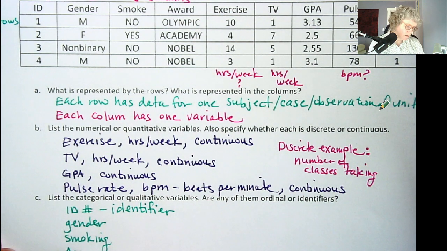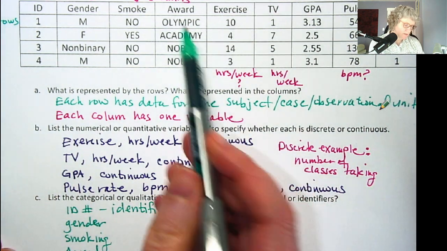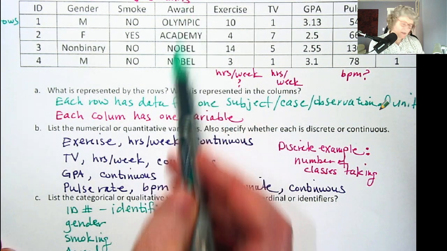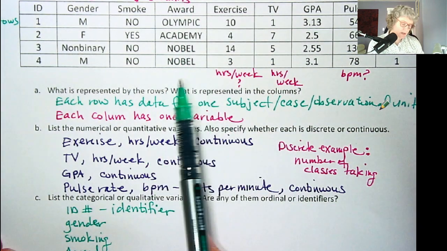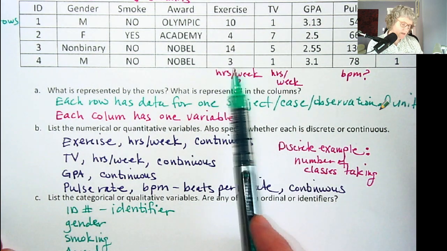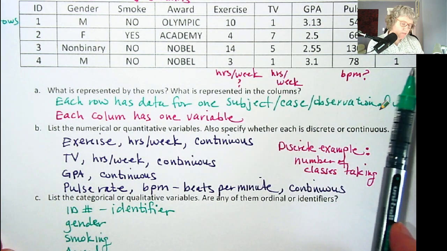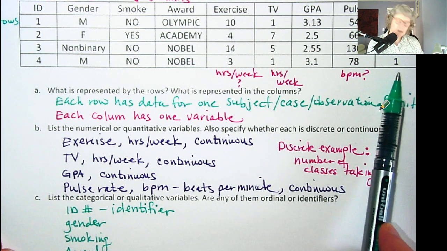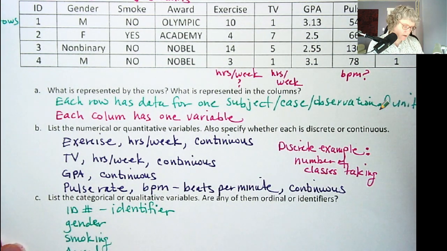Award. We see some different award types. I don't think there's an order to those awards, and also not an identifier. And then we did exercise, TV, GPA, pulse. Birth order, you might be wondering about this one.